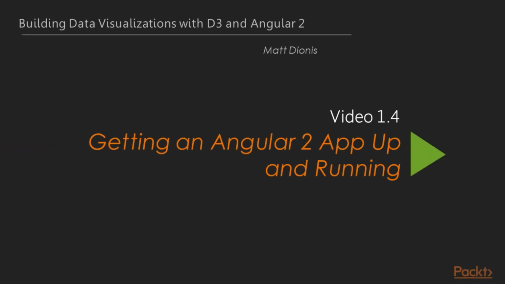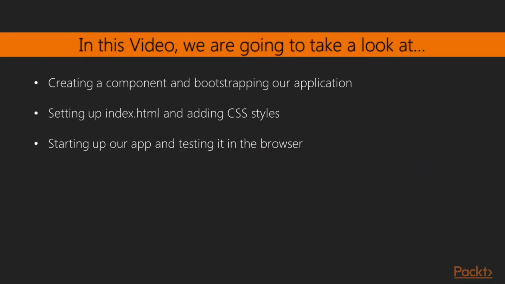Welcome to the final section of installation and setup, where we'll get our app up and running in the browser. In the previous video, we set up our app configuration and installed all necessary dependencies, which means now it's time to start writing some code. We will begin by creating our first Angular 2 component and bootstrapping our application. Next, we will set up our index.html and add some basic CSS styles. Finally, we will revisit our old friend npm and use it to get our app up and running. We will finish off this section by testing our first Angular 2 app live in the browser.